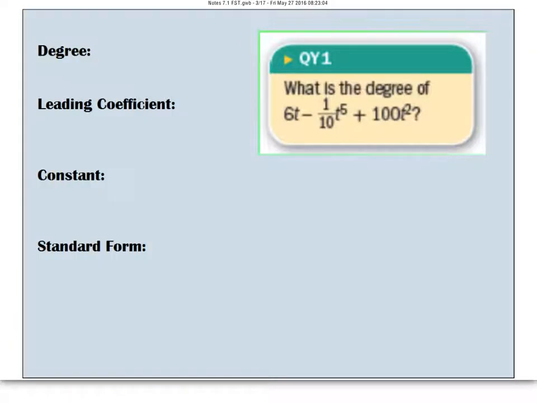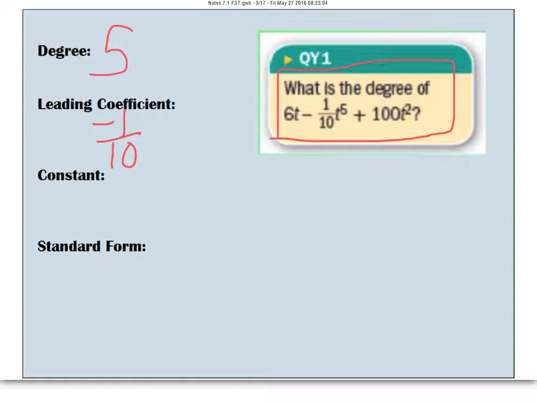Let's wrap up all that vocab with looking at this particular expression and identifying the key things. The degree of this expression is a fifth degree polynomial because it's the highest exponent. The leading coefficient is the number in front of that highest exponent term, and it's right here. It owns a sign in front of it. Be careful, it's negative 1 over 10.